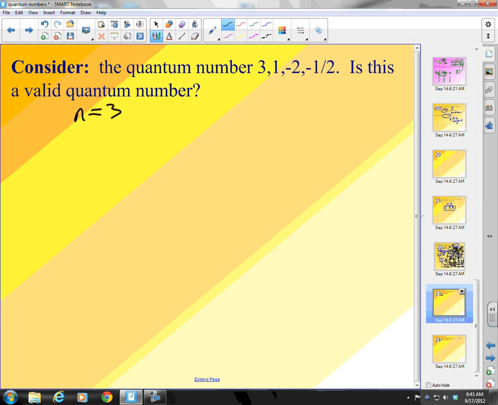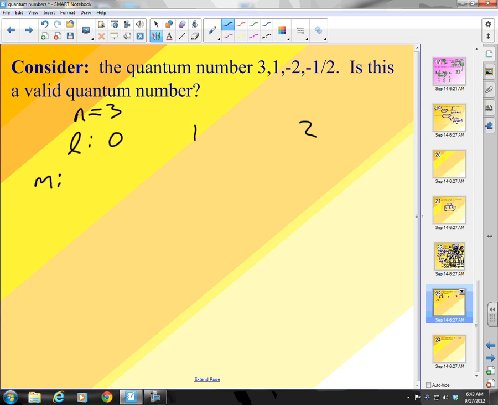n equals 3. If n equals 3, what are my possibilities for l? Well, l can be 0, 1, 2. That's great. Now, what are my possibilities for m? Let's give me some more space here. Let's do it this way. 0, 1, 2, because we're going to need space. What are my possibilities for m?